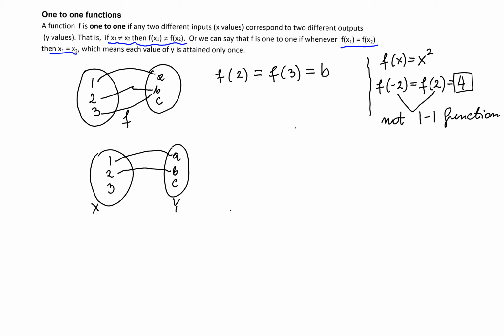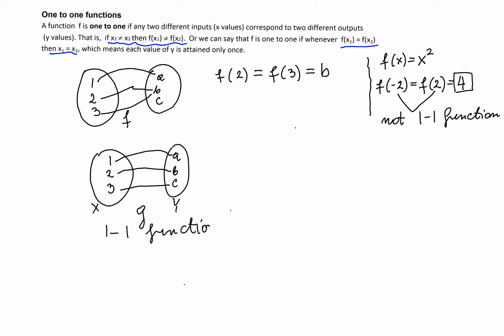Now to 3, to the input 3, I can assign any element except a and b. So I don't have a choice here. I can assign c. So this is another function. Let's call it g. And this function is one-to-one. So this is a one-to-one function.